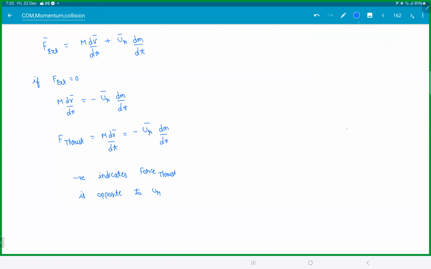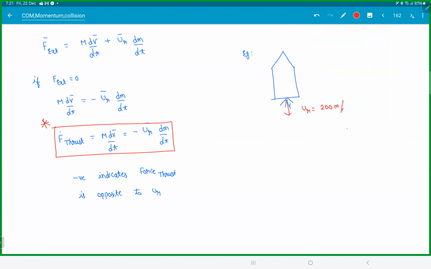So how do we use this? This is the second important result. So whenever a rocket ejects a gas with dm by dt with speed ur, you can say this is the force. Example, let's say we have a rocket here, which is ejecting with a speed u relative, let's say 200 meters per second. And gas is ejected at a rate of 10 kgs per second. So every second you're burning 10 kgs of fuel and you're pushing out with a speed of 200 meters per second. So this gives you a thrust force.